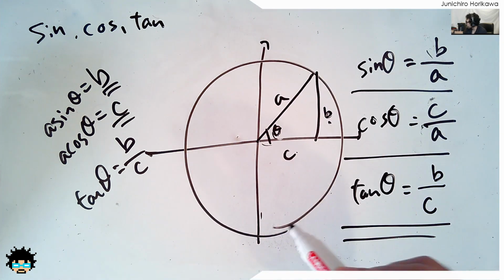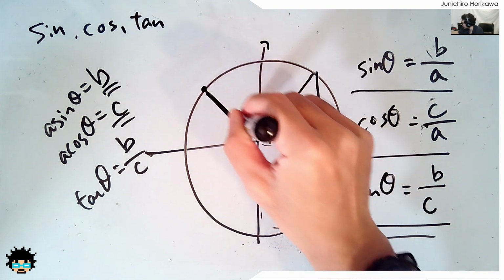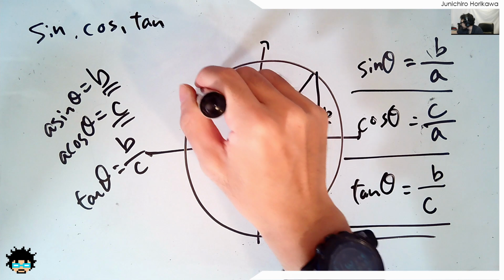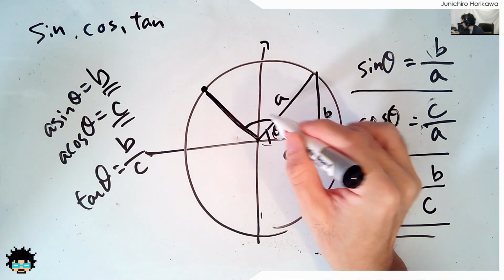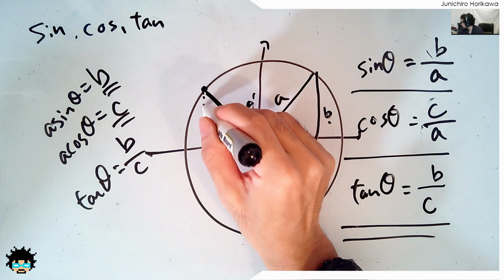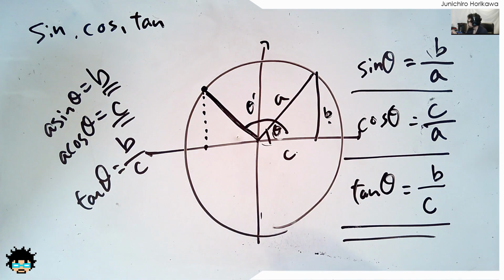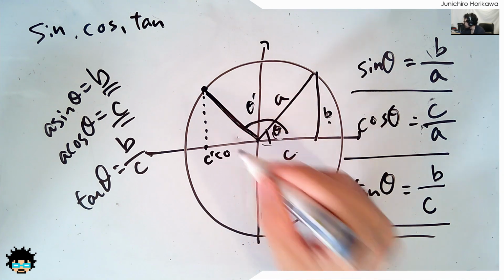And if you have an angle like this, if you have the edge from this point, the center, to this point, then you have an angle like this, theta prime, and the projected x coordinate comes here. So let's say this is c prime, which is a negative value.